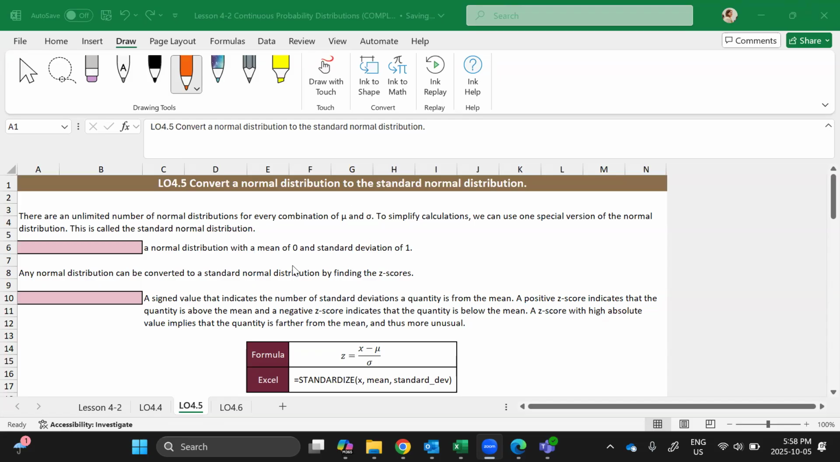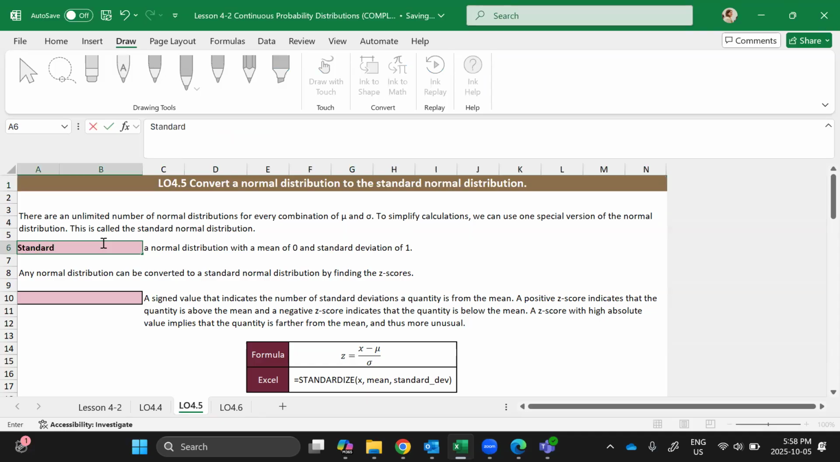When we talk about the normal distribution, it will look different depending on what the mean and the standard deviation of the distribution are, so there's technically unlimited combinations and unlimited numbers of normal distributions. The mean controls where the middle of the distribution is, and the standard deviation controls how flat or how peaked the distribution is. To simplify calculations, instead of looking at all the possible means and standard deviations available, we can use one special version of the normal distribution that we call the standard normal distribution.